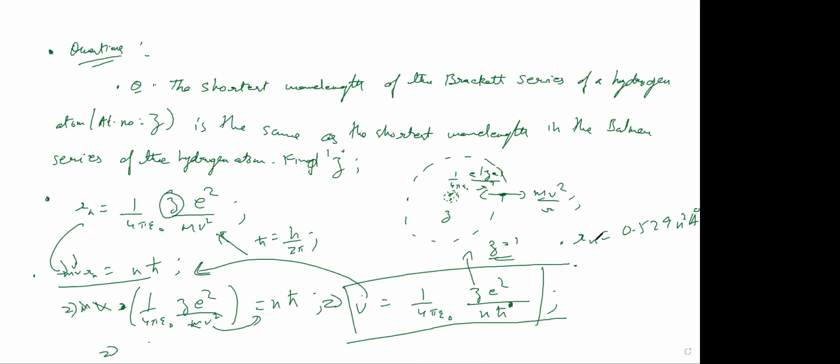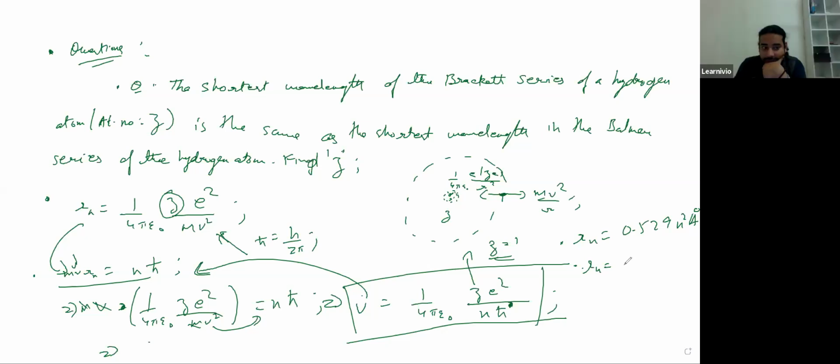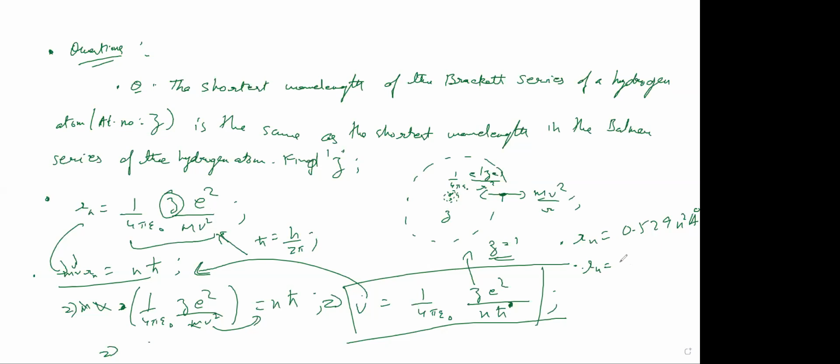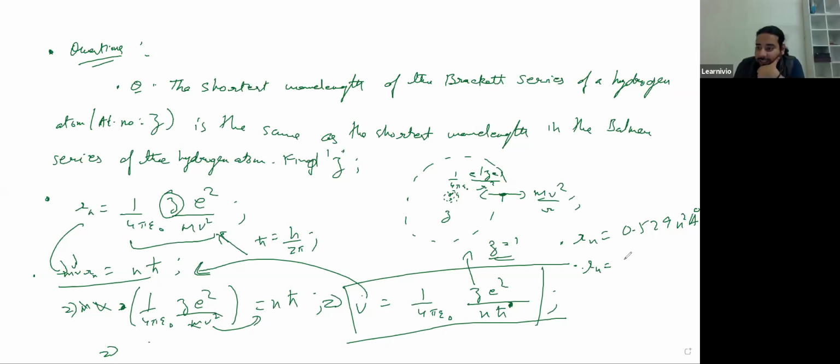So we have to find the value of Rn, right? Yes, absolutely. So 4 pi epsilon into n squared h squared by Z e squared into m. Yes. So essentially, the point where Z will come will be in the denominator, right? So Rn, what you'll get is 1 by 4 pi epsilon naught, Z e squared by m.